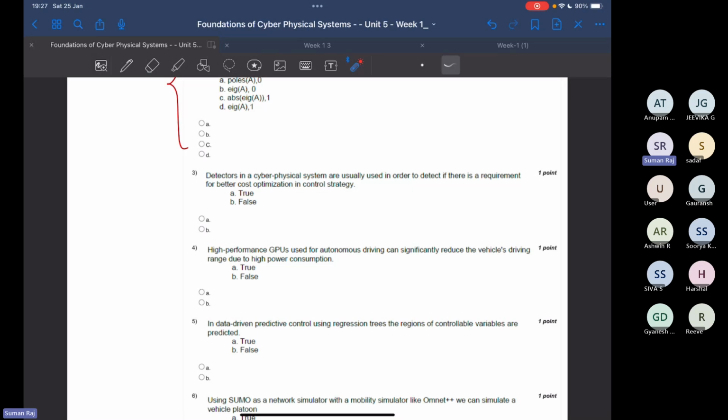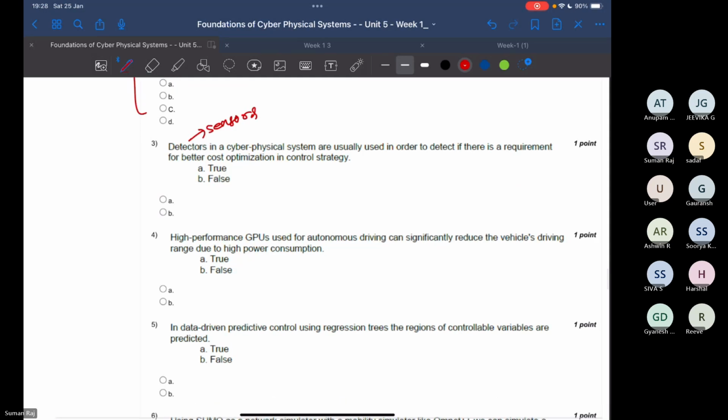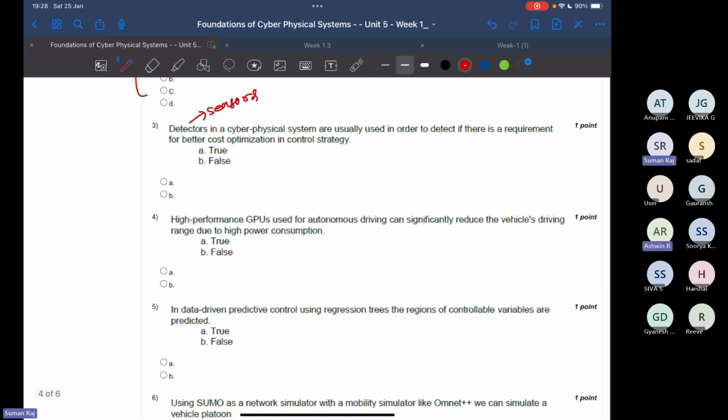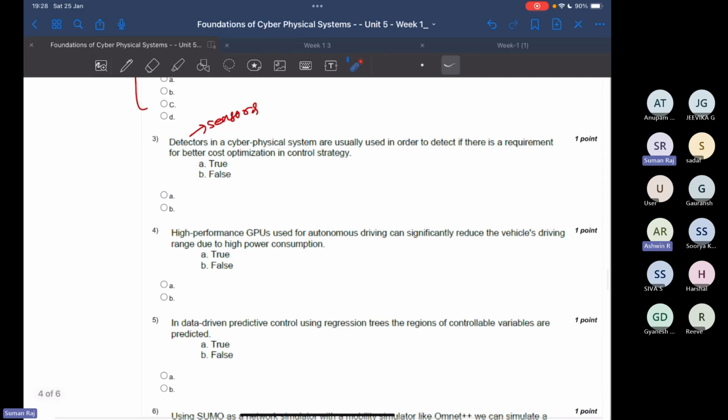All right. So the next question is about, again, these are more theoretical questions. So you can think about this, refer to your notes, and then answer this properly. The detectors are basically, I would say, sensors. Detectors in a cyber physical system are usually used to detect if there is a requirement for better cost optimization in control strategy. See if they have to detect only if there is a requirement, or they can detect even if there is no requirement as such. This detector can be a little different than a sensor because it may have some if-else logic. But you can check this part.